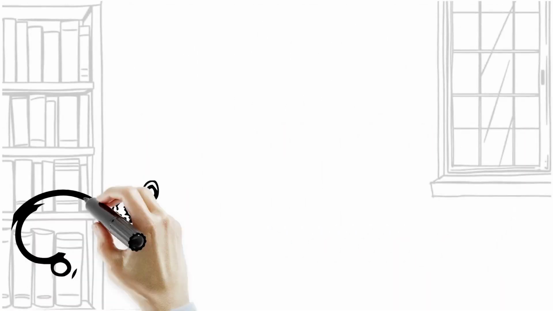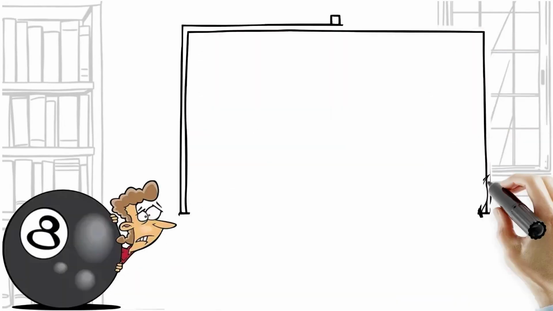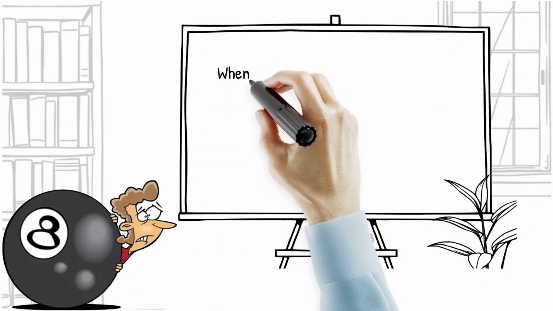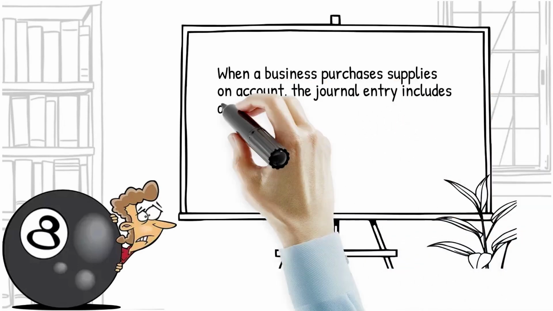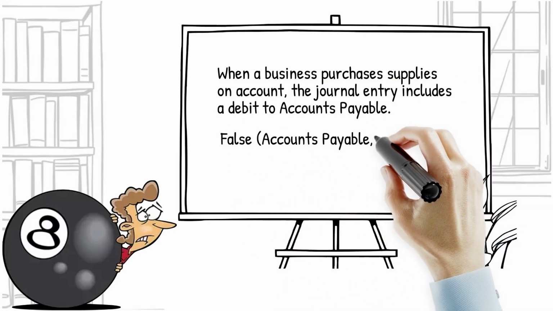When a business purchases supplies on account, the journal entry includes a debit to accounts payable. False. Accounts payable, a liability, is credited to increase.